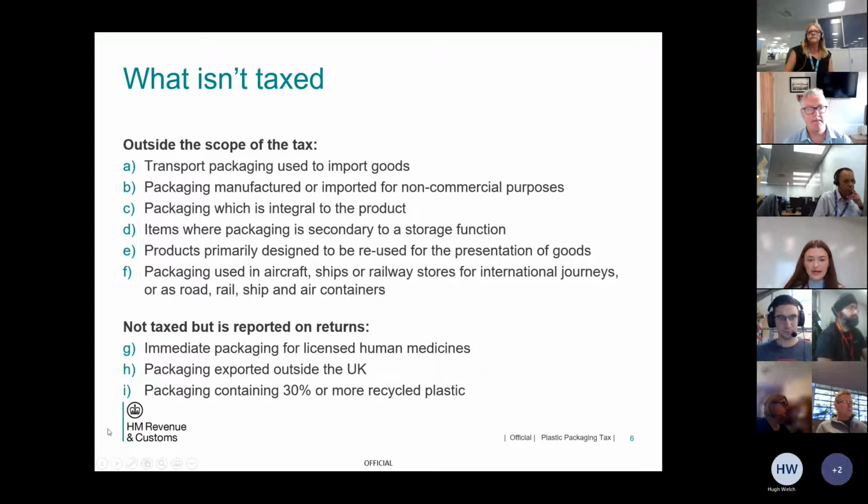on the screen. These are reported on a return, but no tax paid where you have evidence to support your claim. This bottom group also counts towards the 10 tonnes registration threshold, whereas the top group does not. Any packaging components you put aside for a non-packaging use also counts towards the 10-tonne threshold, but does not need to be reported. So, the next slide, please.